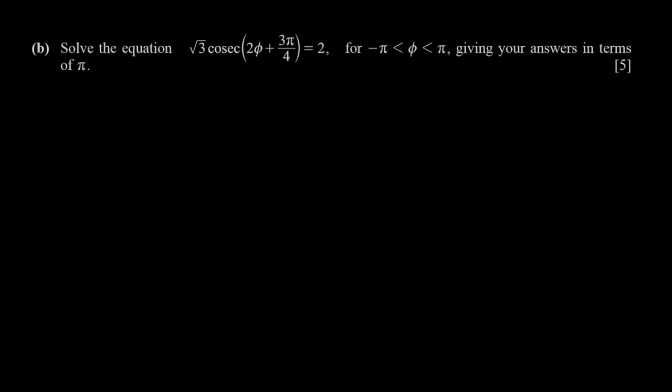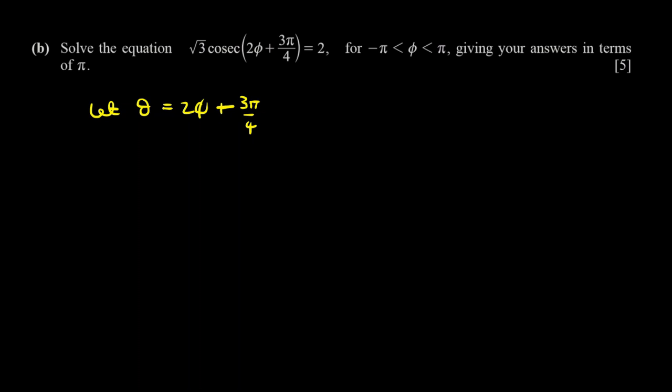So the first thing I'm going to do is I'm going to replace this 2 pi plus 3 pi upon 4 with another letter. So I'm going to say let theta equal 2 phi plus 3 pi upon 4. Because immediately that kind of simplifies the problem.